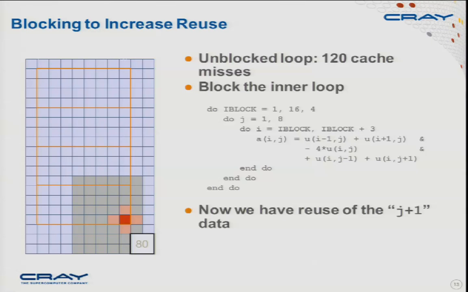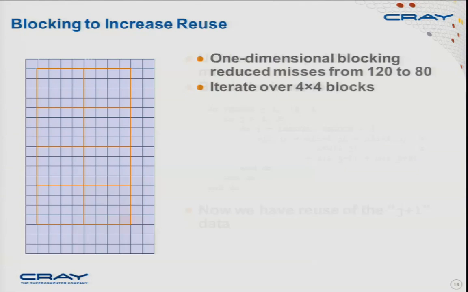That's already a good boost right there. Boost in the sense that I've used less memory bandwidth, so I'm probably going to go faster. But you can still kind of see when I get to the end of a J and I increment, I'm going to have to reload some data here. So can we do even better? One-dimensional blocking reduced from 120 down to 80.